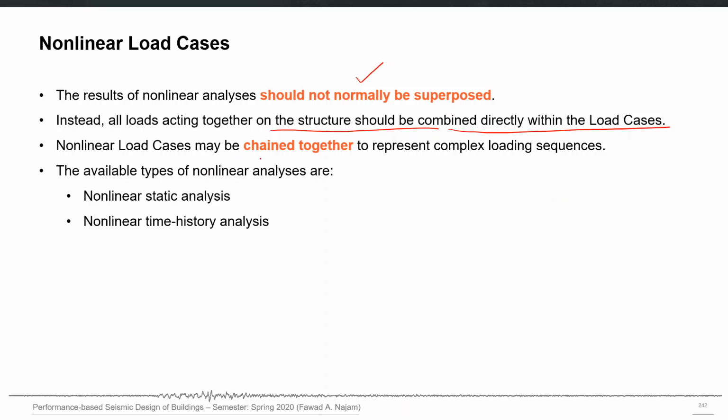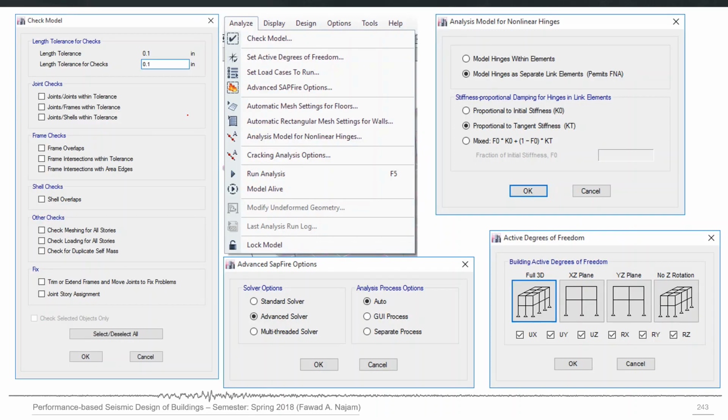The nonlinear load cases may be chained together to represent complex loading sequences. For example, the nonlinear gravity load can be chained with nonlinear dynamic analysis. So there can be several nonlinear analyses which can be chained together using that sequence of loading option. The degraded K will be used from one load case and will be used as a starting point for the next load case. The available nonlinear analyses are nonlinear static analysis and nonlinear time history analysis. So these are some of the analysis options available in ETABS.